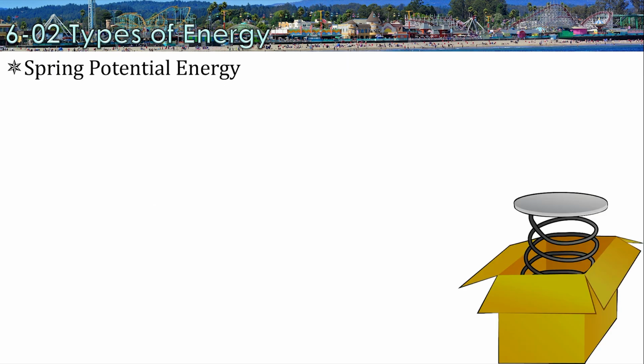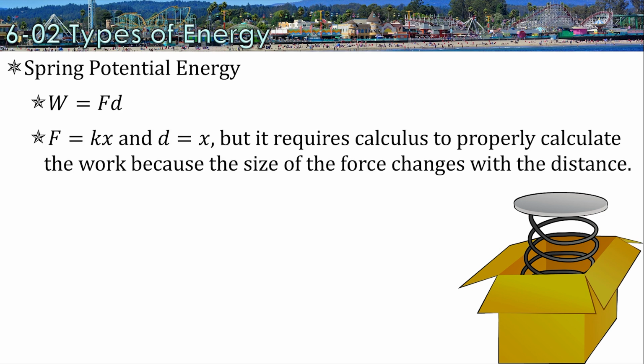We also have potential energy due to springs. If work is force times distance, and the force of a spring is kx, and our distance is x, it requires calculus to properly calculate the work because the size of the force changes with the distance. When that happens, we have to do some calculus, and the answer is 1/2 kx squared, where x is our distance. So that's the potential energy for a spring.